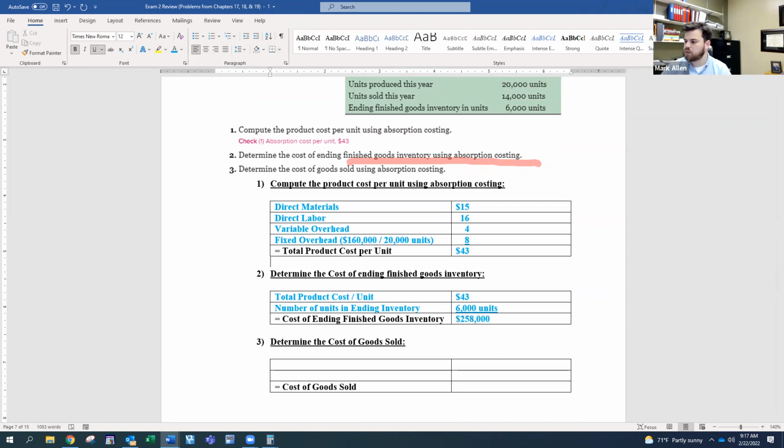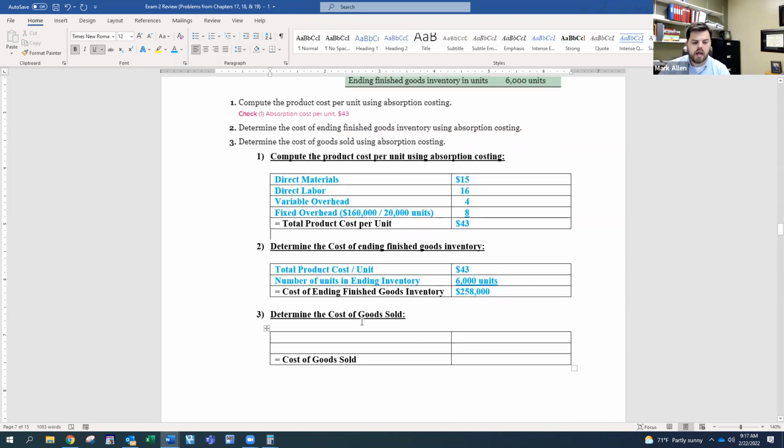Okay, at this point, we're going to go ahead and clear out our drawings so they quit bouncing around the screen. Next, we're going to deal with our cost of goods sold. So in this case, we're going to take, once again, our total product cost per unit, $43. And we're going to multiply that by the number of units that are actually sold. Remember, for something to be a cost of goods sold, it must actually have been sold.